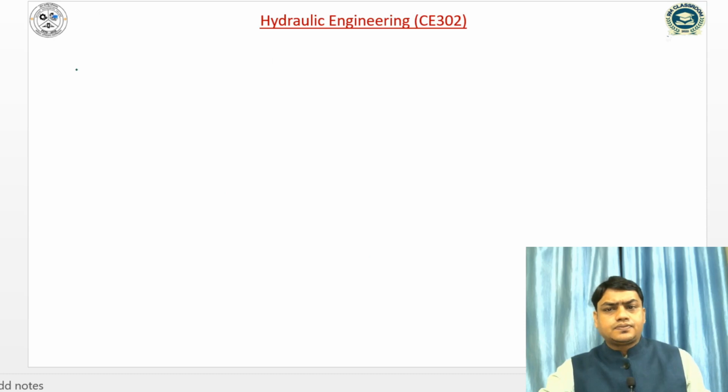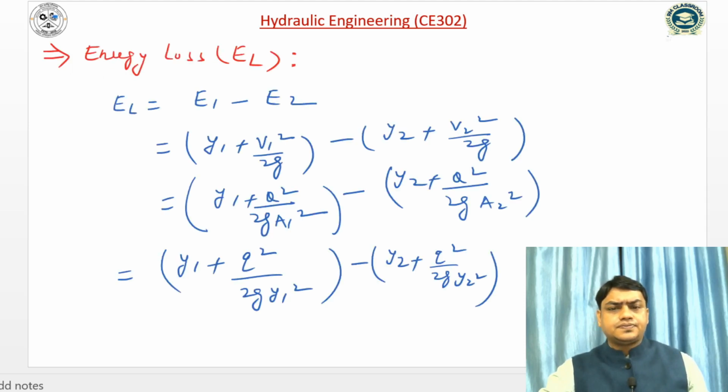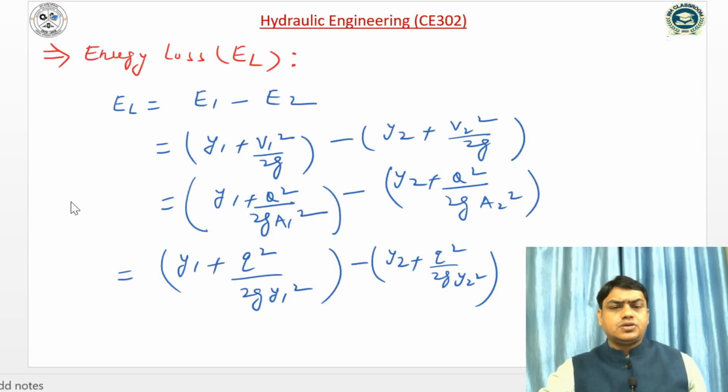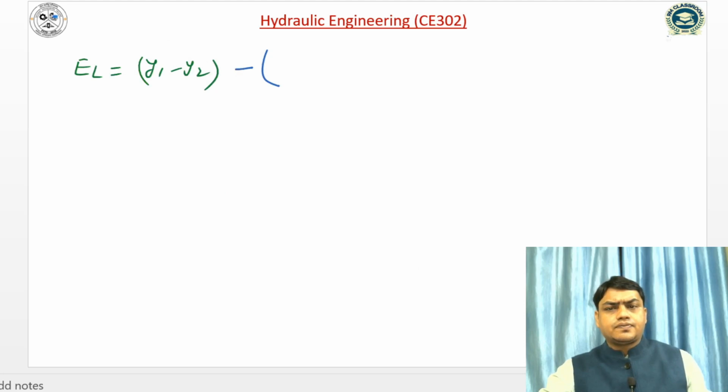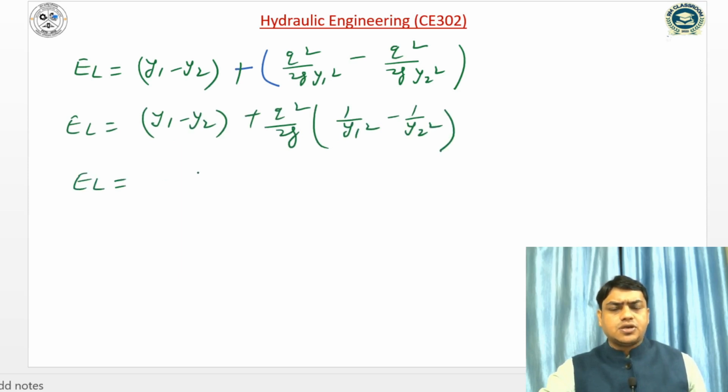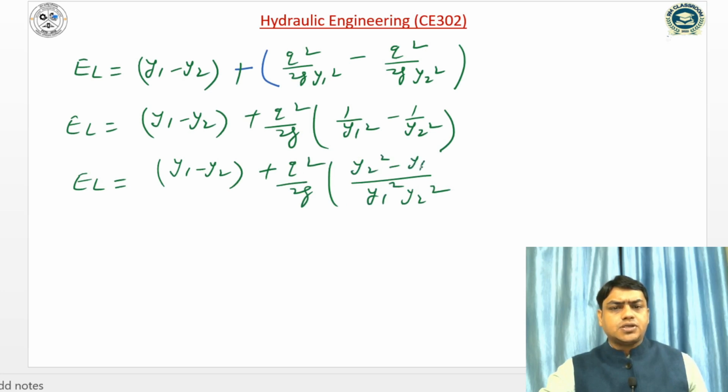So EL can be written as y1 minus y2 plus Q square by 2g into y1 square minus Q square by 2g into y2 square. So EL can be written as y1 minus y2 plus Q square by 2g into (1 by y1 square minus 1 by y2 square). So EL can be written as y1 minus y2 plus Q square by 2g, y1 square into y2 square, and it can be written as y2 square minus y1 square.